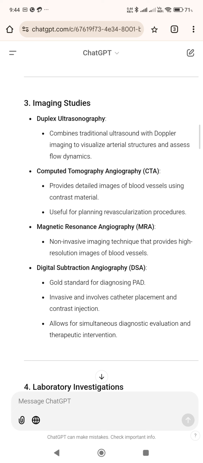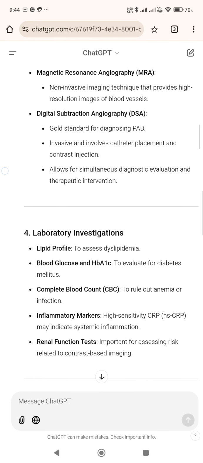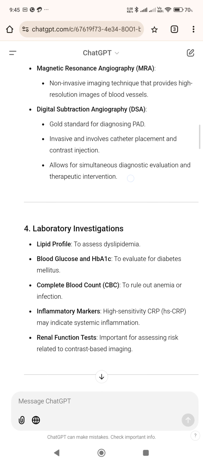Digital subtraction angiography, DSA, is the gold standard for diagnosing PAD. It is invasive and involves catheter placement and contrast injection, and allows for simultaneous diagnostic evaluation and therapeutic intervention.